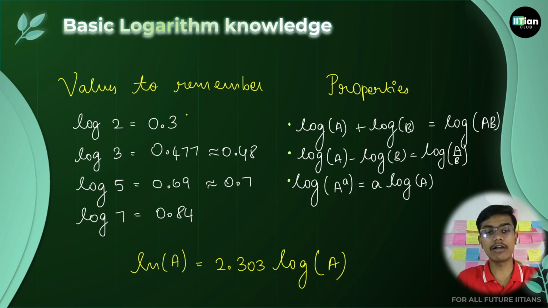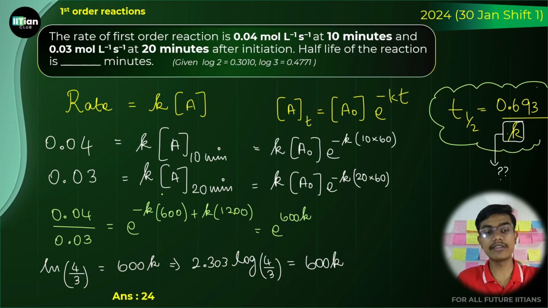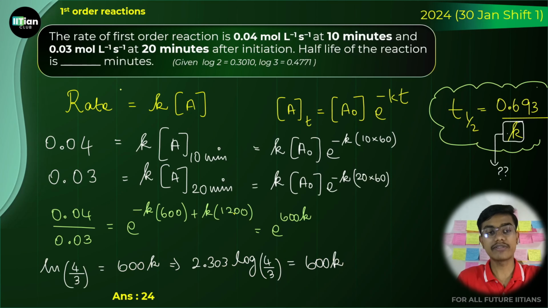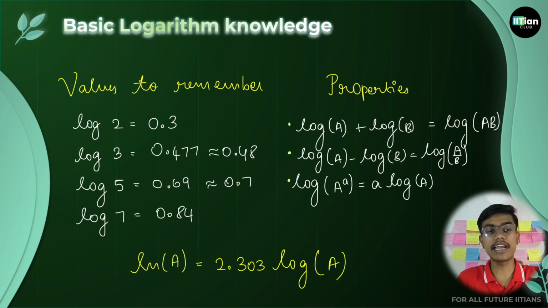When you apply all these properties, you will be able to solve these kinds of questions very quickly in the examination. Note all these properties and also make sure that you make a table of these values and remember. In this case, some values were given in the question. In some cases they won't provide them, so in that case you should remember all these values. You should also note that ln of a is equal to 2.303 into log of a.